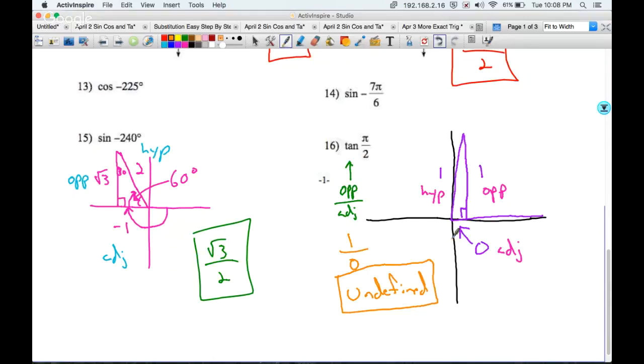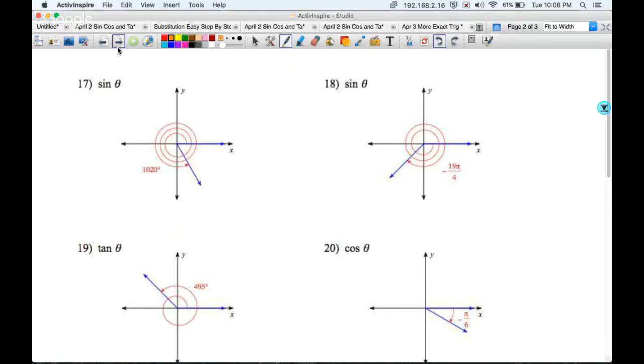All right, tangent of pi over 2 is undefined. If we try to plug it into our calculator, we're going to get an error message. We've got some angles that are past 360 degrees.